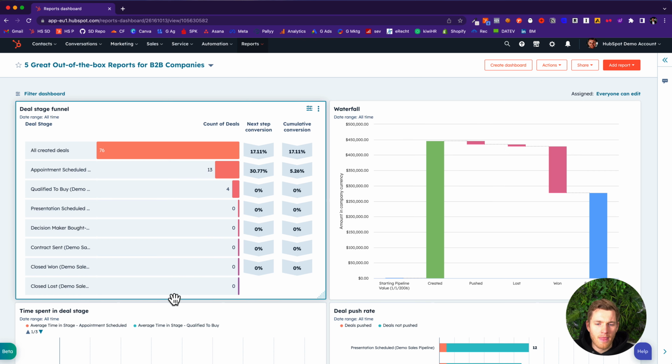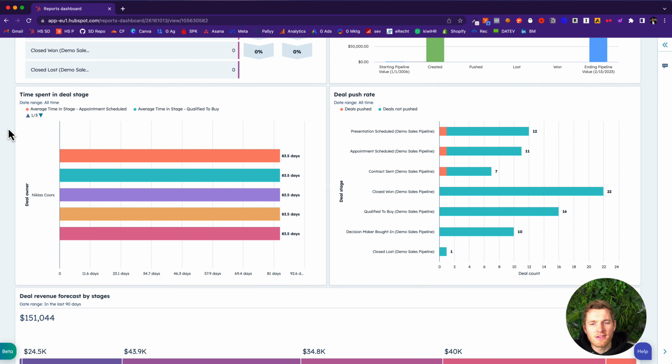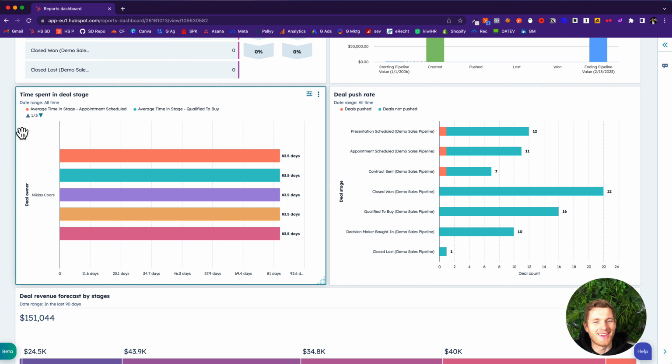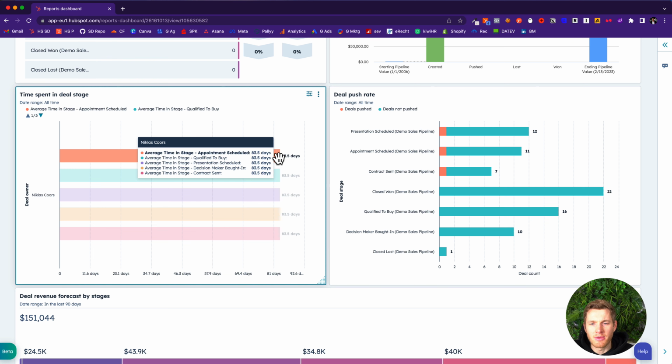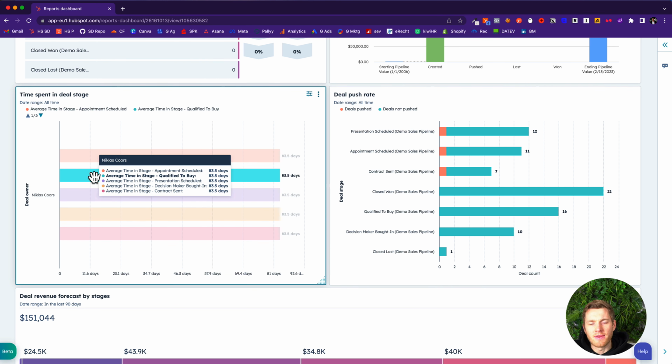All right. Next on the line, time spent in deal stages. One of our favorites, to be honest, one of my favorites. And what you can see here is basically all your deal stages in the legend, and then the amount of days or amount of time, can be hours as well, that deals typically on average spend in this stage.